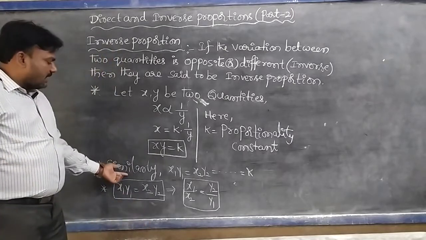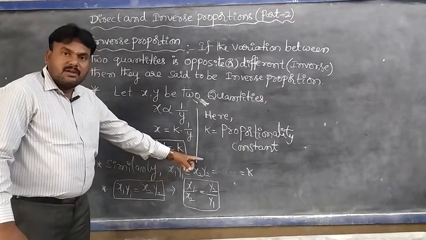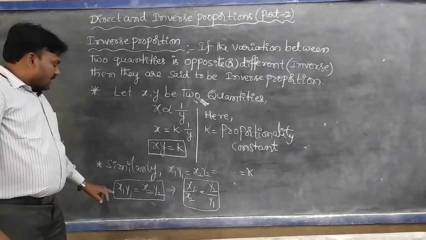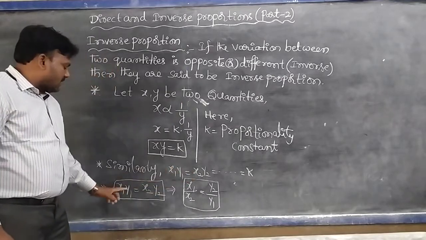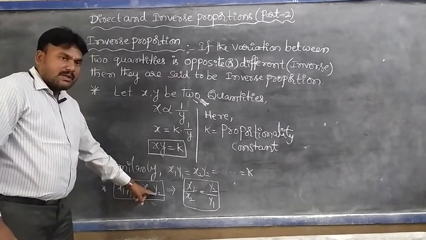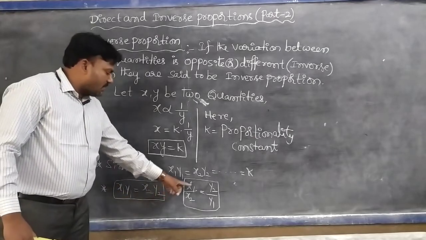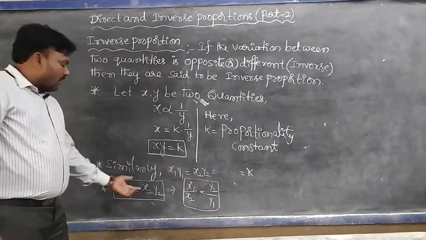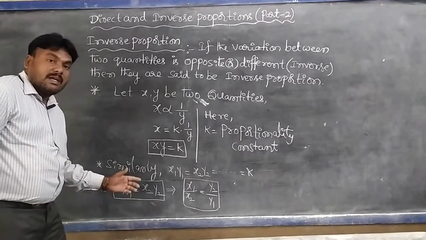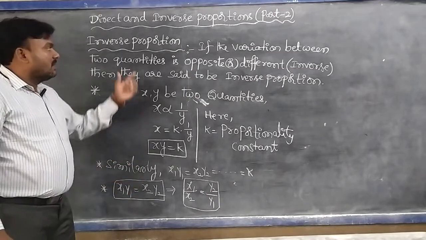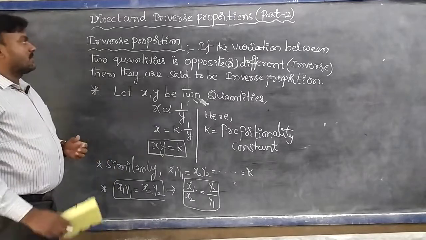Next, similarly, x1 y1 equal to x2 y2 equal to x3 y3 and so on equal to k. If we take just two values, x1 y1 equal to x2 y2, with the x values on one side and the y values on the other side, then x1 by x2 equal to y2 by y1. What we conclude is that the product of two quantities is unique, and then they are said to be in inverse proportion. Okay, students, now we discuss some related problems.